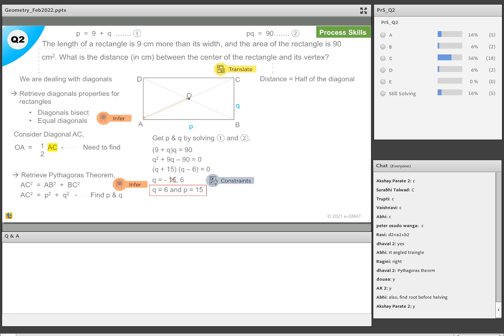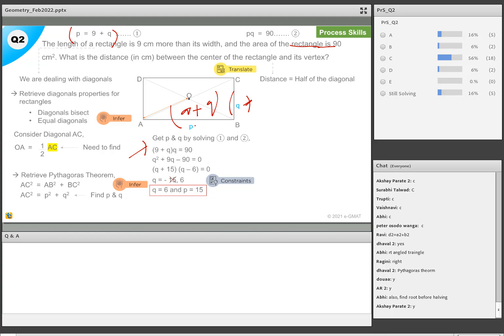So to do that, first you need to understand what is P and what is Q, right? What is given to us? Area of the rectangle is 90. What else is given to us? Whatever Q is, P is nothing but Q plus 9, right? That's also given to us. Length of the rectangle is 9 centimeter more. So what is the area of the rectangle? Q plus 9 into Q. Am I correct? And as Abhi correctly pointed out, it leads you to a quadratic equation.